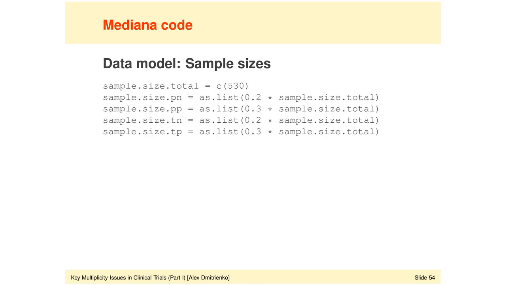Secondly, when we specify the sample sizes within each individual sample, we assume that the total number of patients, which is the same as the total number of events in this clinical trial, is set to 530. Using this total sample size and using the assumed prevalence of marker positive patients, we can easily compute the sizes or the numbers of patients in each individual sample as shown on this slide.